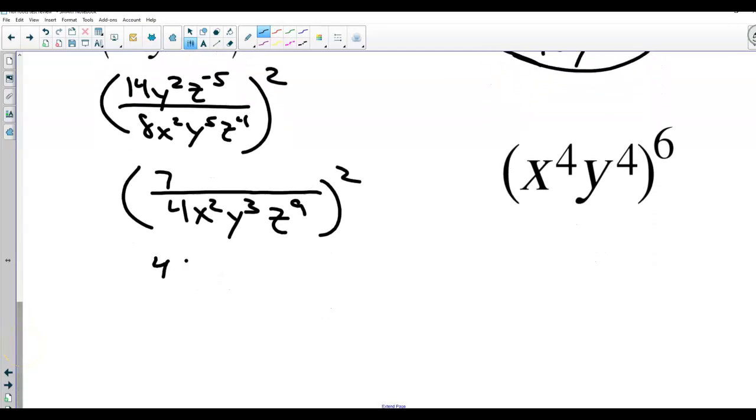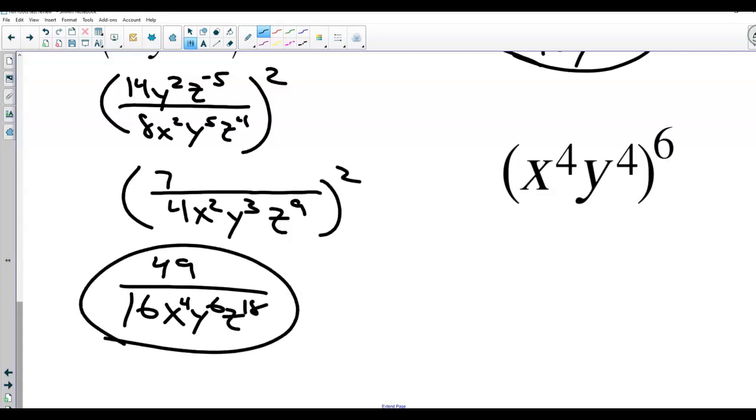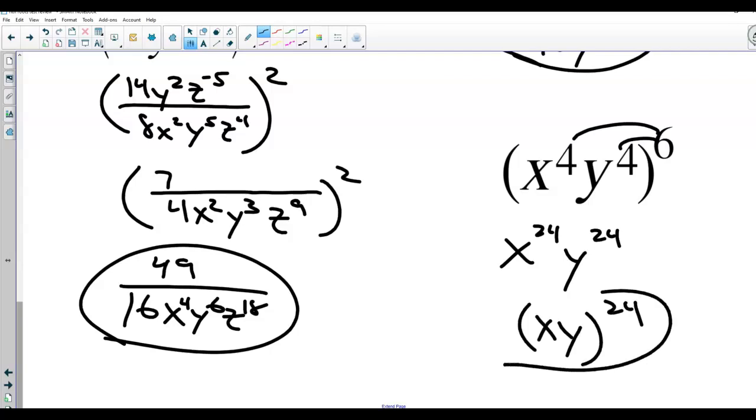Seven squared, 49. 4 squared, 16. x to the 4th, y to the 6th, z to the 18th. And the last one's probably what I would consider a gift. We just distribute that 6. x to the 24th, y to the 24th. If you wanted to, you could write this as xy to the 24th. I would accept either answer, though.